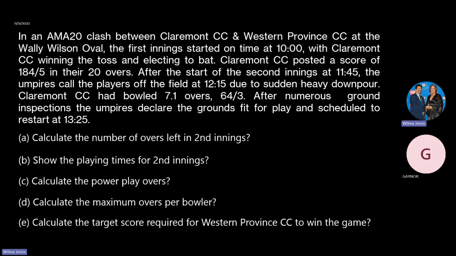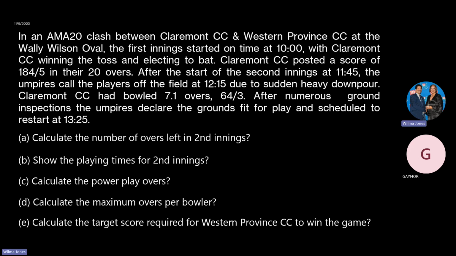Right, let's get into it. In an AMA20 clash between Claremont Cricket Club and Western Province Cricket Club at the Wally Wilson Oval, the first innings started on time at 10 o'clock, with Claremont CC winning the toss and electing to bat. Claremont CC posted a score of 184 for 5 in their 20 overs.